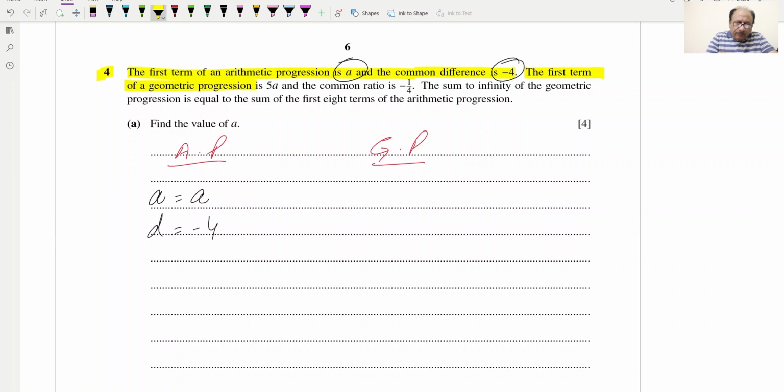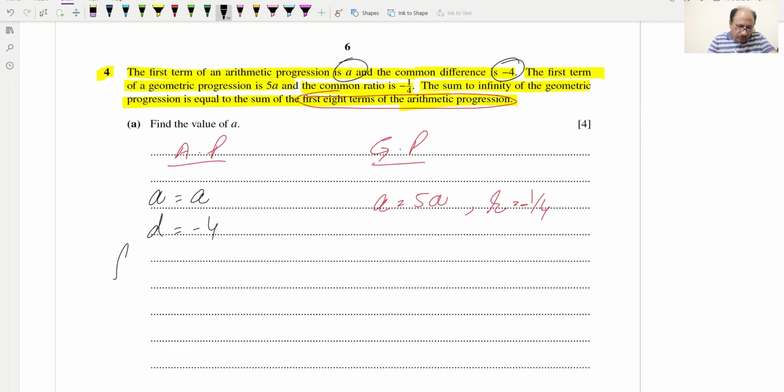And for GP, the first term is 5a, so we can write a value as 5a, and the common ratio is minus 1 by 4, so r is equal to minus 1 by 4. The sum to infinity of the geometric progression is equal to the sum of the first 8 terms of the arithmetic progression. So the sum of the first 8 terms of the AP we need to find.